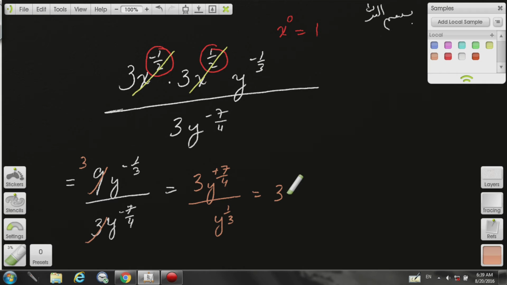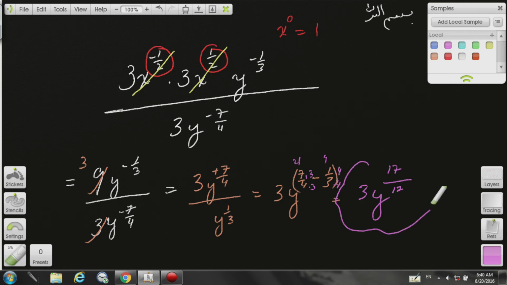And then this simplifies to y to the 7/4 minus 1/3. So not to worry, same thing. Get the denominators to be the same. The common denominator is 12. And this is 21 minus 4, 17. So that's the answer.